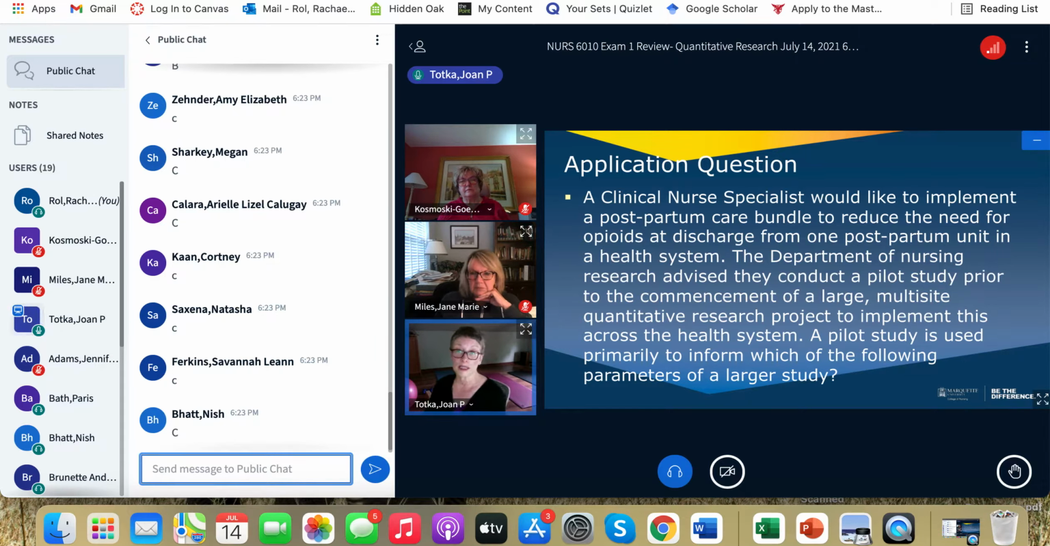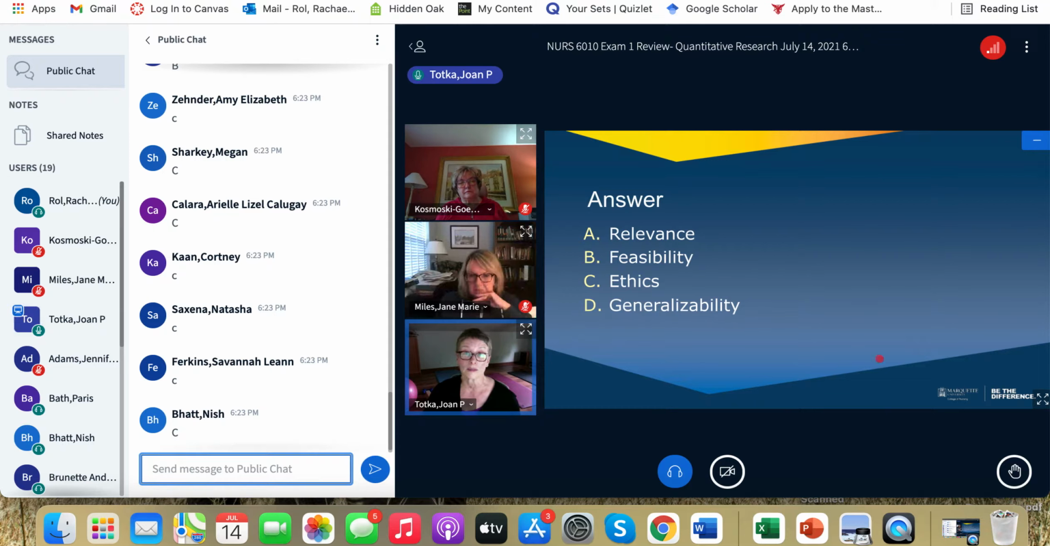So clinical nurse specialists would like to implement a postpartum care bundle to reduce the need for opioids at discharge from one postpartum unit in a health system. The Department of Nursing advised they conduct a pilot study prior to the commencement of a large multi-site quantitative research project to implement this across the health system. A pilot is used primarily to inform the parameters of a larger study? The relative feasibility, ethics, or generalizability?